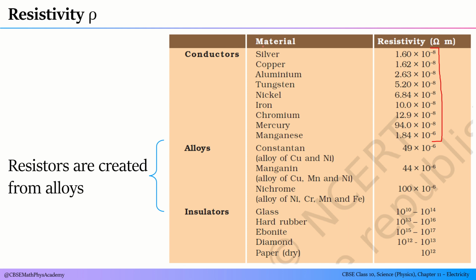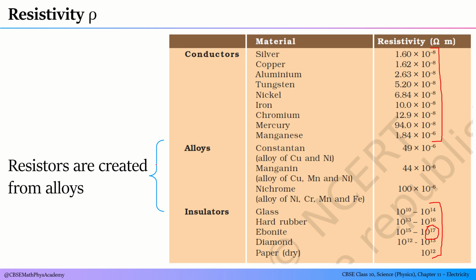So all these are good conductors of electricity. On the other end, insulators. Insulators like glass have resistivity somewhere between 10 power 10 to even 10 power 17. So they make very poor conductors of electricity, but they are very suitable as an insulator.